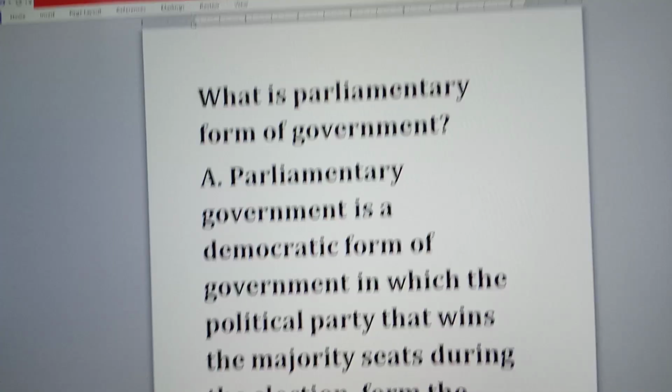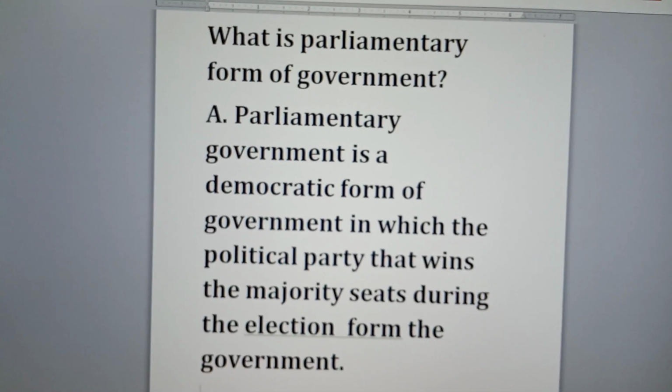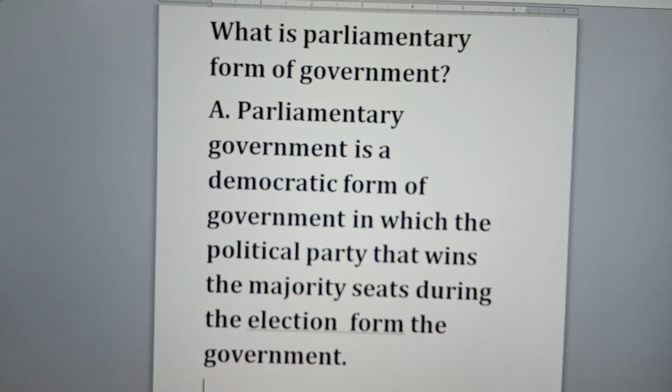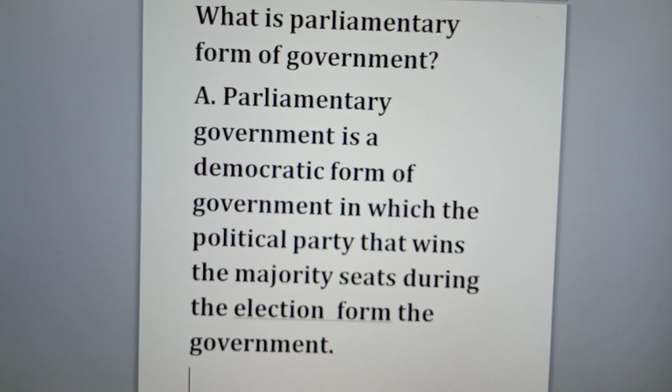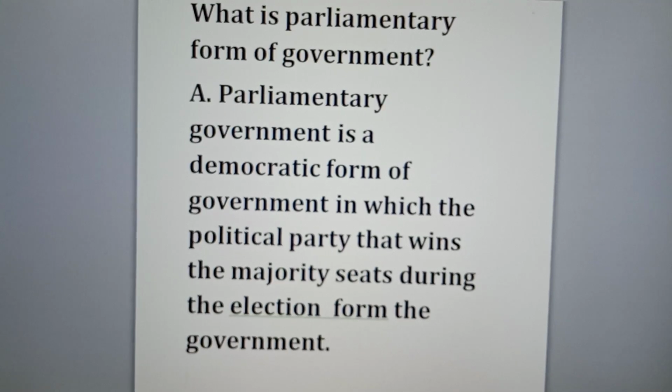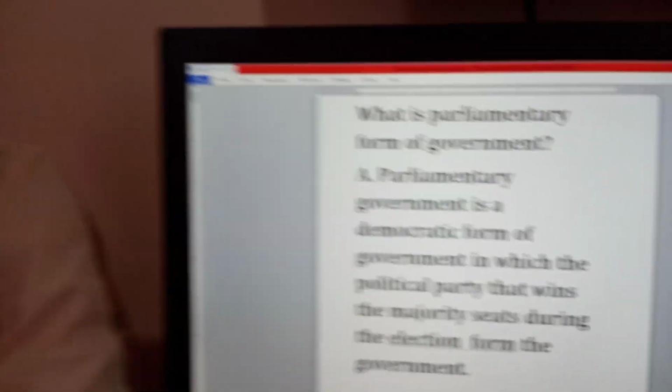What is parliamentary form of government? Parliamentary government is a democratic form of government in which the political party that wins the majority seats during the election forms the government. For example, right now BJP is our ruling party because it secured majority seats in the last Lok Sabha election. Constitution of India guarantees universal adult suffrage.